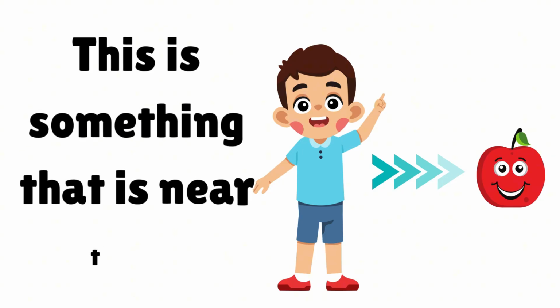This is something that is near to us. So you can see the apple is near to the boy. So we will use this. So the boy can say, "This is an apple."